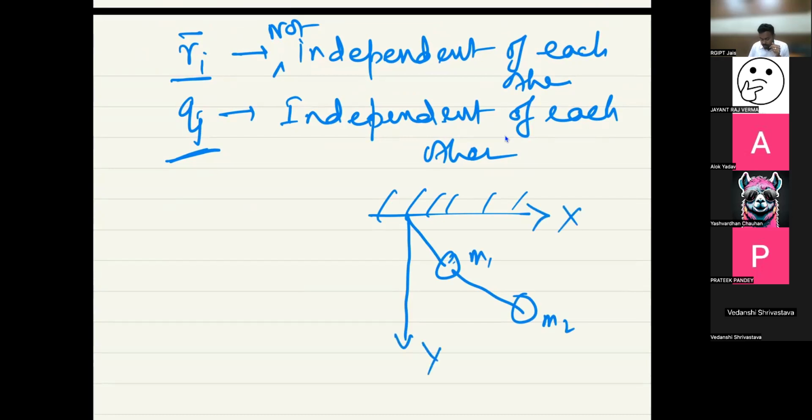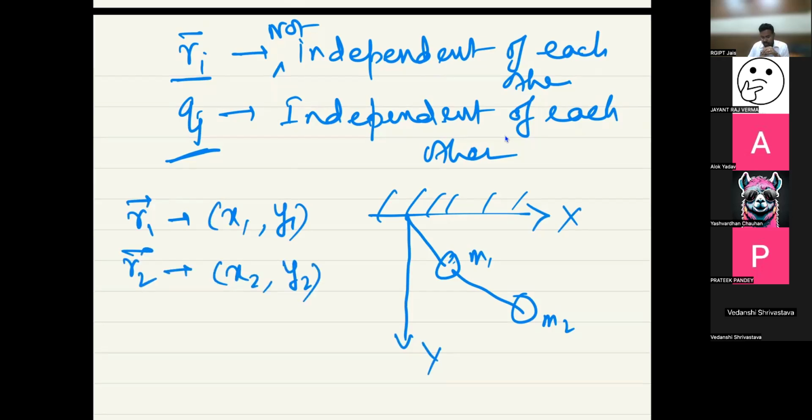So firstly, you need the position vector R1 for the mass M1, which you can write in terms of X1 and Y1, right? And for the mass M2 you can write in terms of X2 and Y2. But R1 and R2 are related. They are not independent. Here X1, Y1, X2, Y2, all of them are not independent. They are related. That's why we have 2 degrees of freedom here.